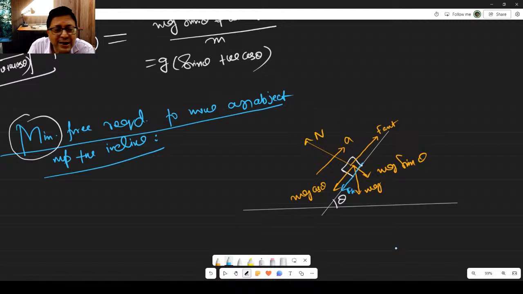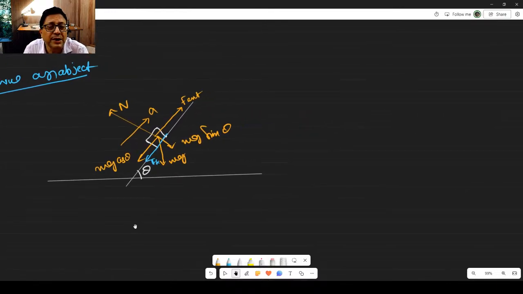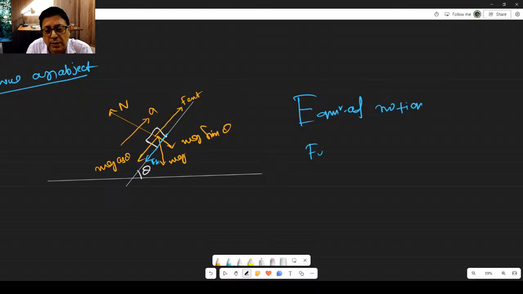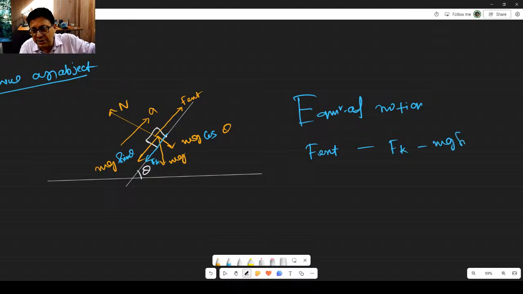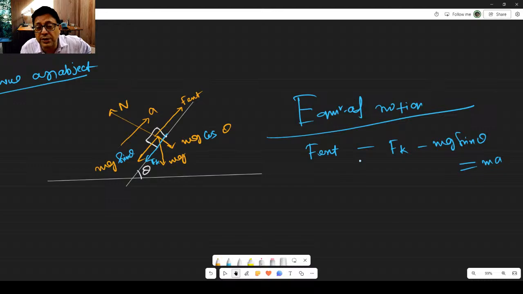Let us write step by step. Acceleration we have taken as a. Then what is the equation of motion? F external minus, sorry, I have written wrong here. This is not sine, this is cosine. And this one is sine. Always along the incline is mg sin theta, perpendicular to it mg cos theta. So F external minus Fk minus mg sin theta will be equal to ma. You agree or not? We are using Newton's second law only.